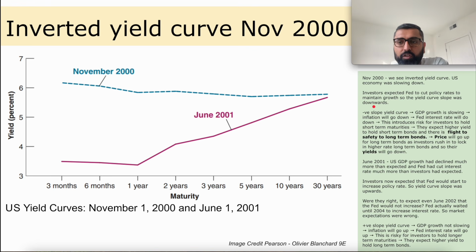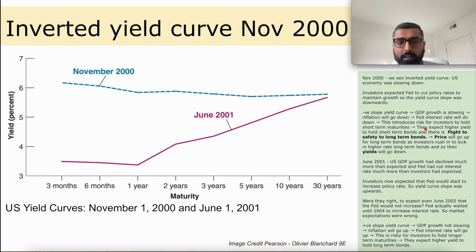So the Federal Reserve would cut the policy rate is what the expectation was, because the GDP, the output, the activity was not in good shape. And so that's why there was a negative yield curve. Why? Because if there is an expectation that growth is slowing, inflation is expected to go down. The Federal Reserve will cut the rates so that the output goes back up.